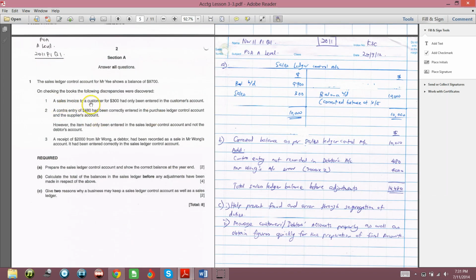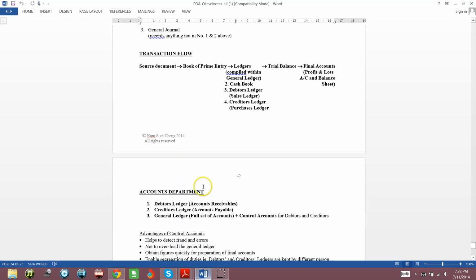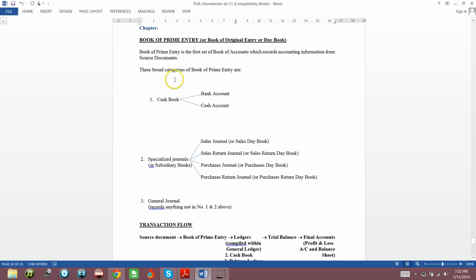A sales invoice to a customer for 300 had only been entered in the customer's account. So that means it had only been entered in the customer account. It had not been entered in the book of prime entry, the sales journal, sales day book.